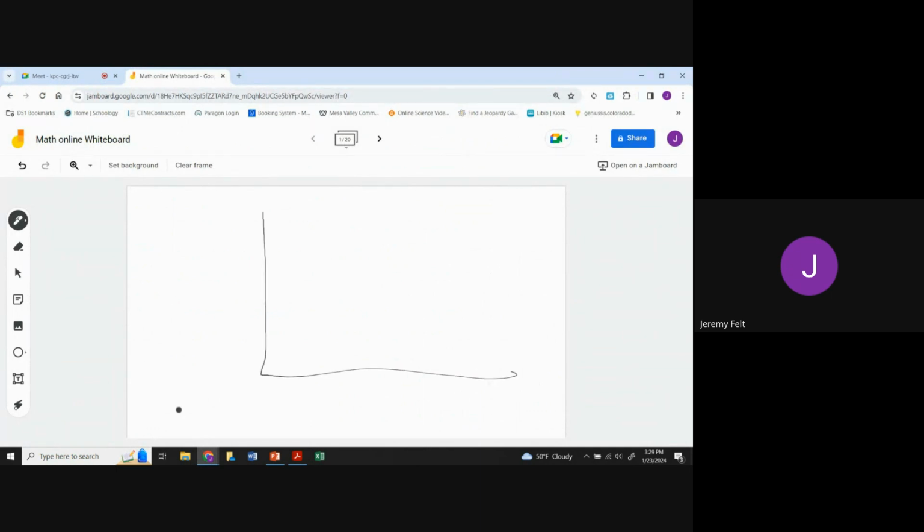Direct variation, something's directly proportional. If it goes through the origin and is linear, then it's direct variation, y equals k times x.